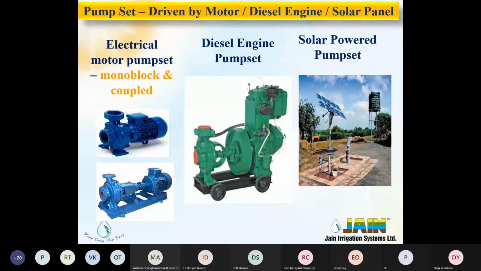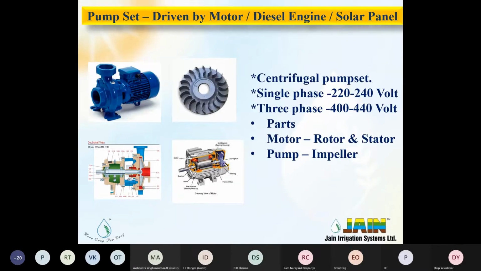Then coming to the pump. Normally there are three types of pumps used under a drip system: electrical monoblock pump set, coupled pump set, diesel engine, and solar pump. If you see the mechanism of the pump, it contains an electric motor, then an impeller, and the pumps are available in single phase and three phase.